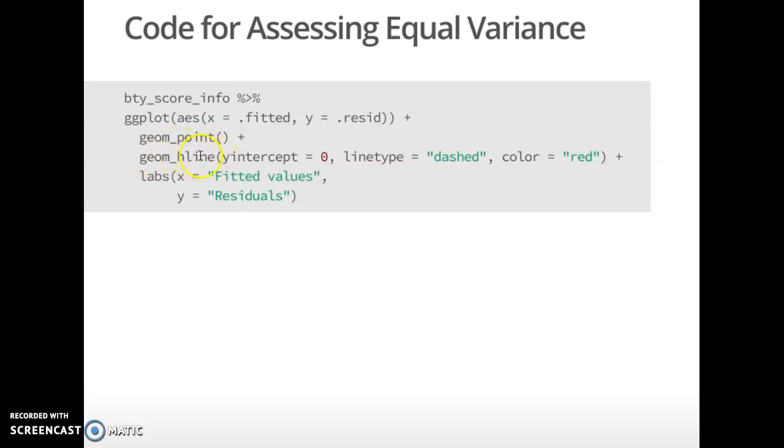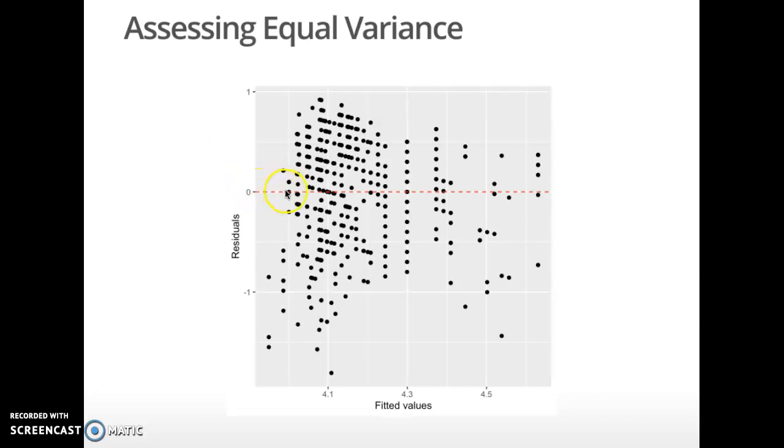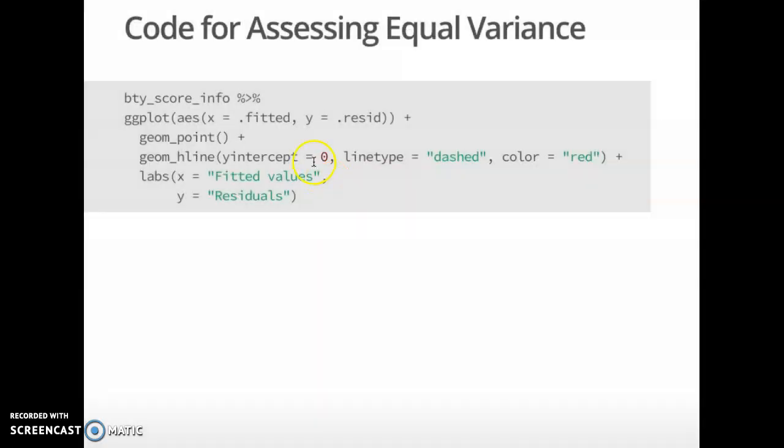The idea is that I'm creating a horizontal line. So let me show you what this looks like. This is a horizontal line at 0 with a dashed look, and it also is colored red. So that's what I have here. I use geom_hline, which stands for horizontal line. My y-intercept is 0, which puts it at the origin. I want it to be a dashed line, and I want it to be red. So that's what this is.